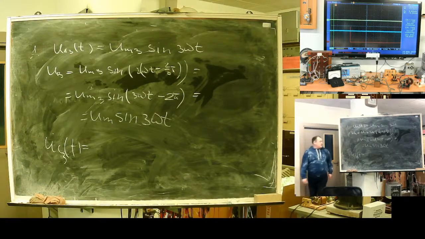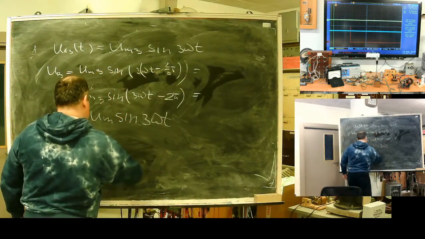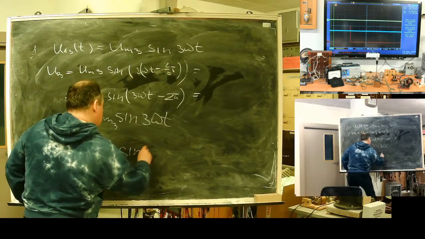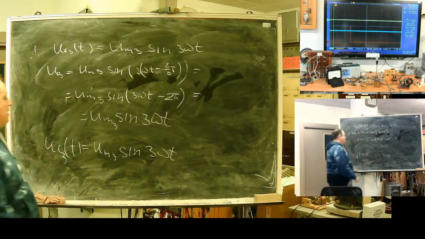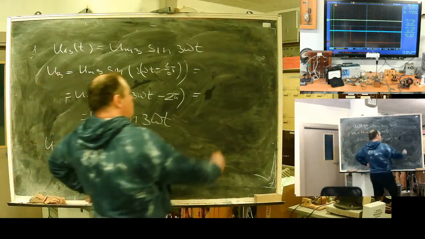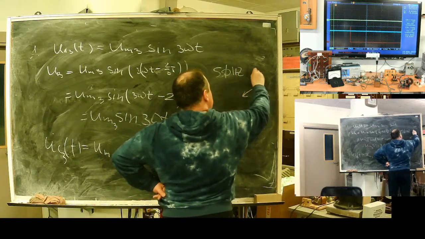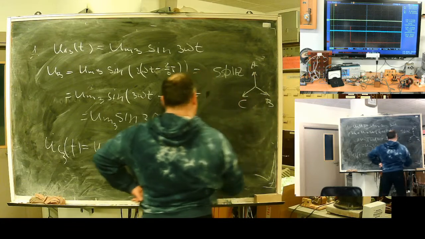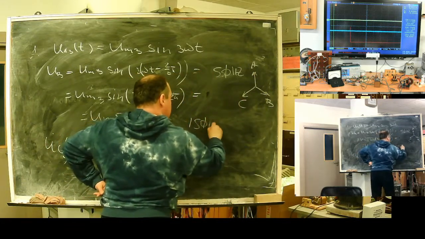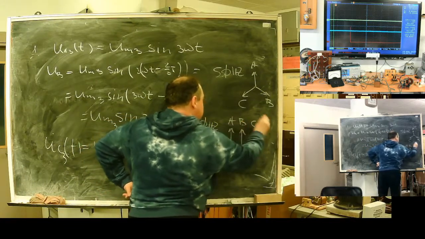What will be with the C phase? Same thing, but we will have plus here, so it equals third sine 3 omega t. What do you see? Maybe Facebook can answer. What do you see? For the 50 Hertz, it was like this. For 150 Hertz, we see A, B, C phases equal.